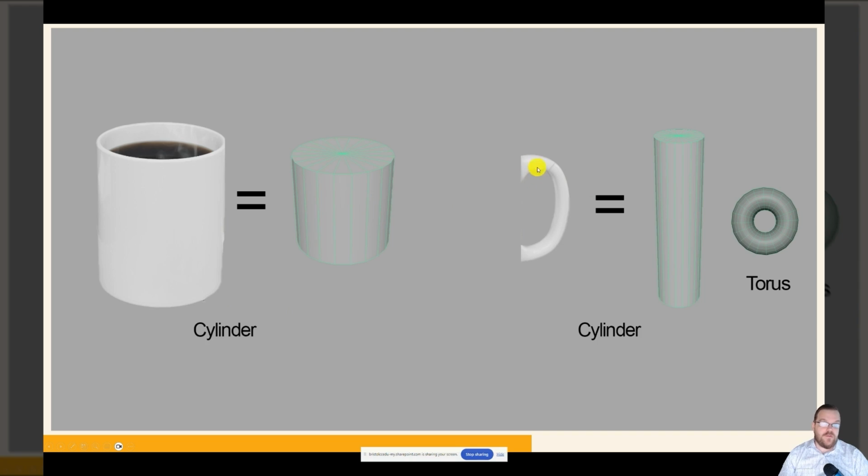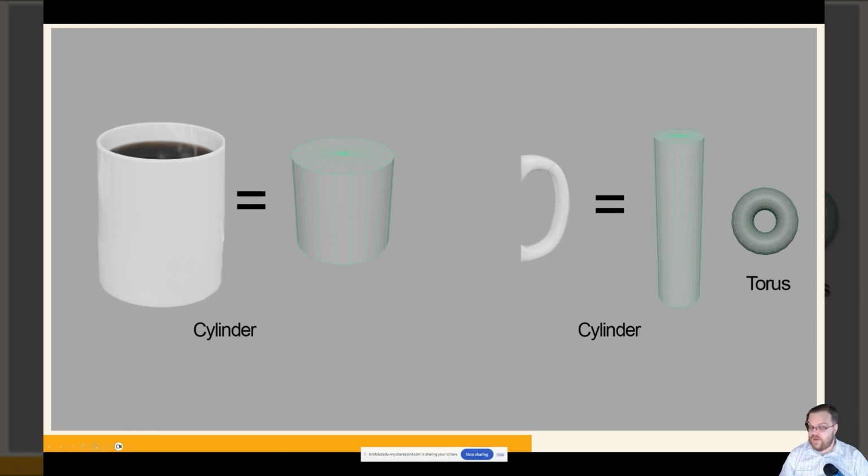You could also, if you wanted to, start the handle as a torus, which you can then cut in half and then start the molding there. This is where you would start when making a coffee cup. You can take these two primitives, mold them into the shape you want, and then combine them in Maya.